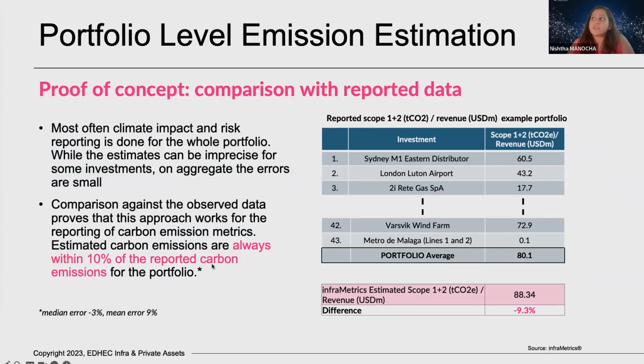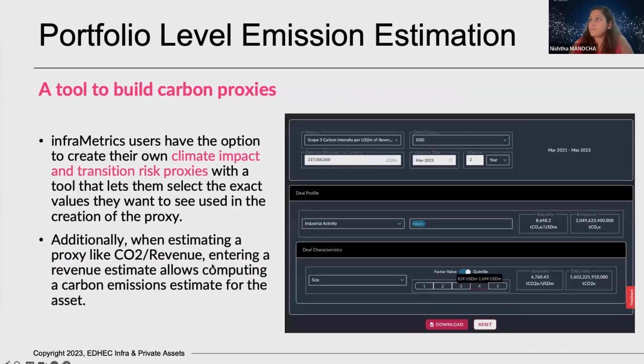And doing this across examples, we find that our estimated carbon emissions are always within 10% of reported carbon emission estimates. So that's what I meant by it being a strong enough estimate. And this is something that you can do yourself.